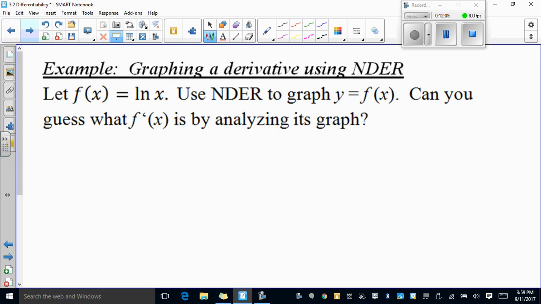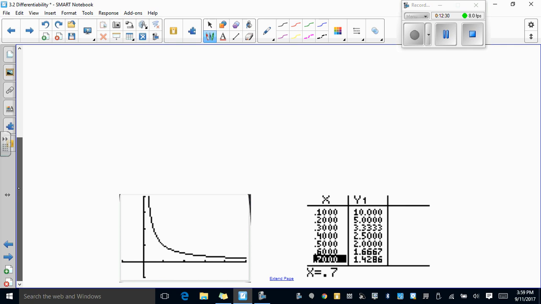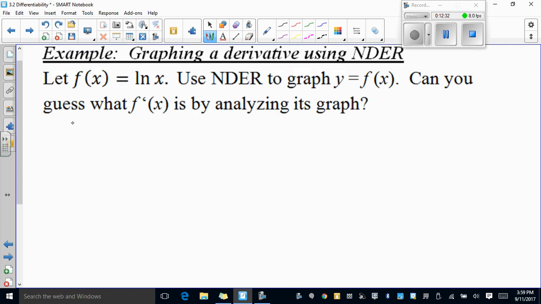Okay, so next I want to be doing the graphing. It says let f of x equal natural log of x. Use NDR to graph y equals f of x. Can you guess what f prime of x is by analyzing its graph? Now I think I have these down here, so we can talk about them in a minute. But let me tell you how to go into this on the calculator. Go to y equals, and then you're going to do the alpha window.